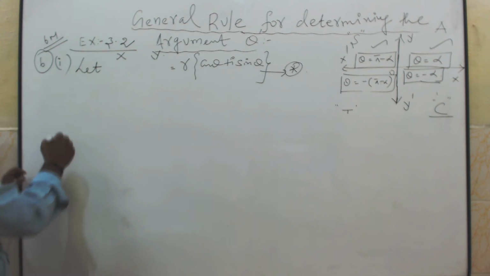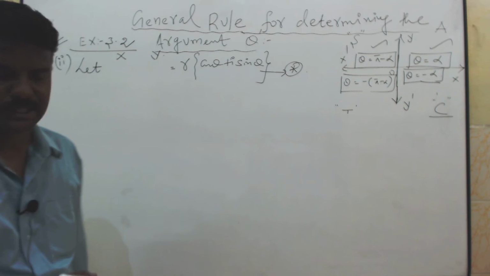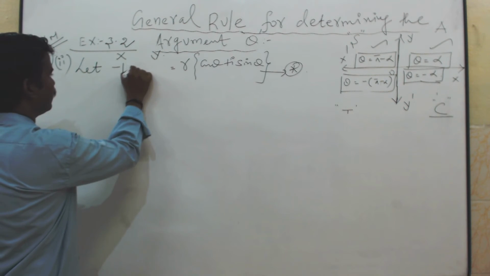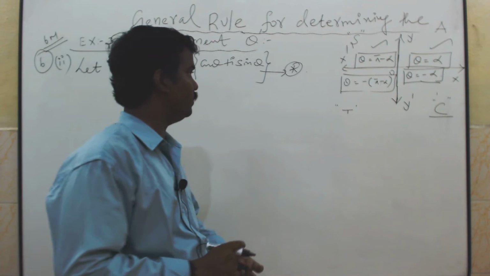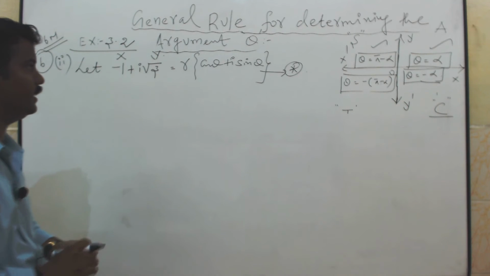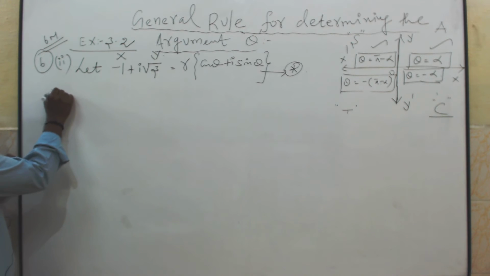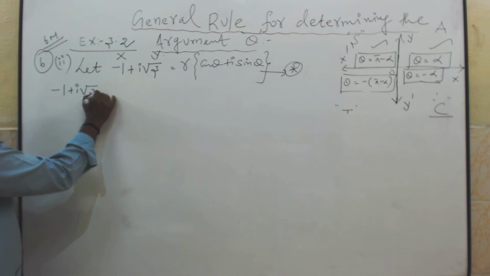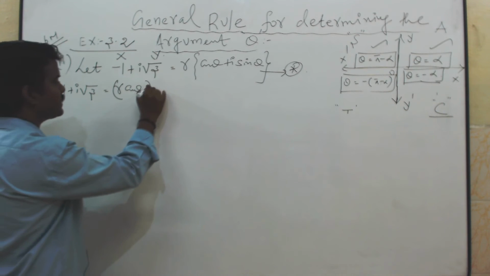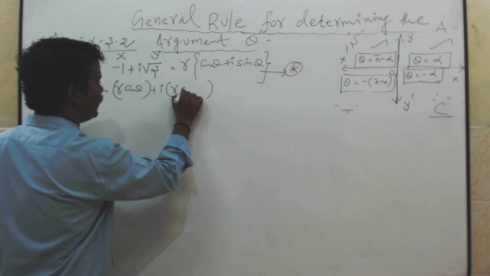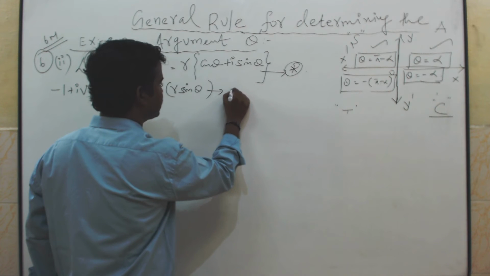What is the second subdivision? Second subdivision is minus 1 plus I root 3. Now let minus 1 plus I root 3 is equal to r into cos theta plus I sin theta. Call this as star. Next step is minus 1 plus I root 3 is equal to, multiply term by term, r into cos theta plus I times r into sin theta. You call this as equation number 1.